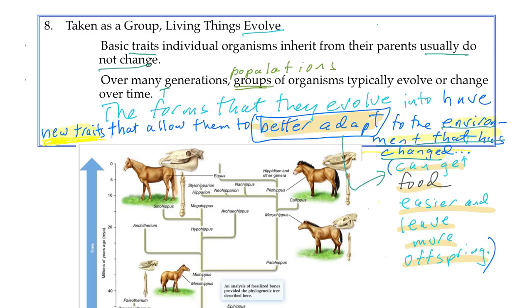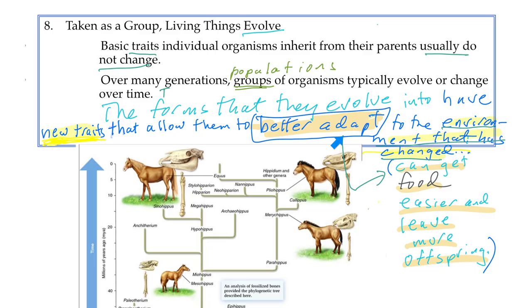Okay, so another property of living things is that they evolve. Evolving means that over many generations, the types of organisms in a group will evolve or change. They'll get different traits than they had in the past. Now, this is over many generations. The forms that they evolve into have new traits that allow them to better adapt.